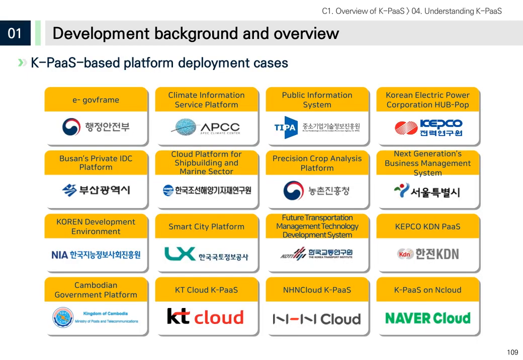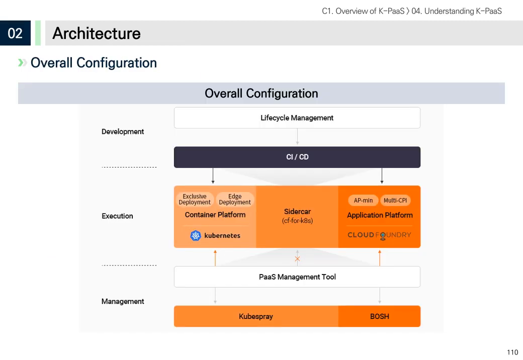K-PaaS, which has been developed and upgraded, is currently being utilized by major private companies, including government and public organizations. The contents of this book are examples of platform construction based on K-PaaS. Part 2. Architecture. The image in the textbook is an overall configuration diagram of K-PaaS.